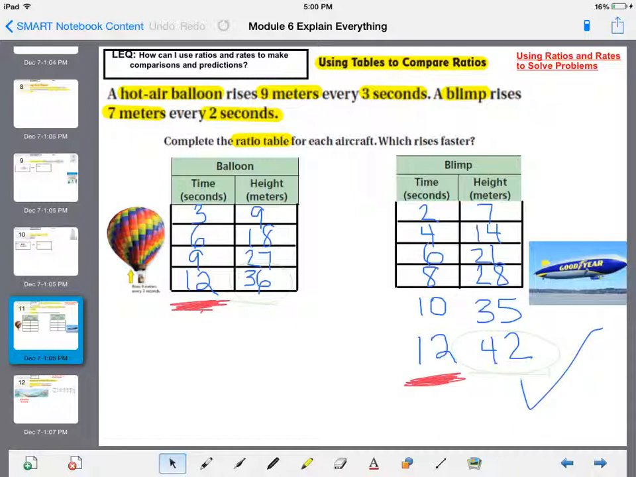Others of you did not need to go further because you noticed that at 6 seconds, the hot air balloon was at 18 meters, whereas the blimp at 6 seconds was at 21 meters. So clearly the one that rose faster was the blimp.